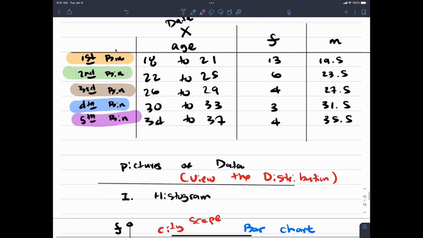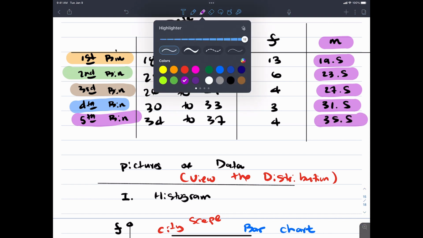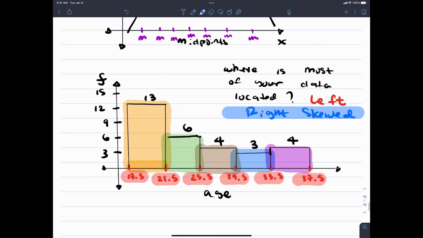right? So remember, they're what? 19.5, 23.5, 27.5, 31.5, 35.5. So you're going to plot the midpoints versus the what? Frequencies, okay? And be careful because it's like backwards when you see it here, right? It's kind of backwards. So what I mean by that, let's draw again the axis.